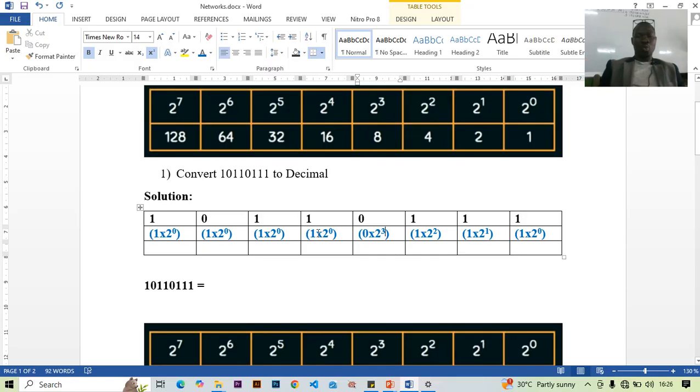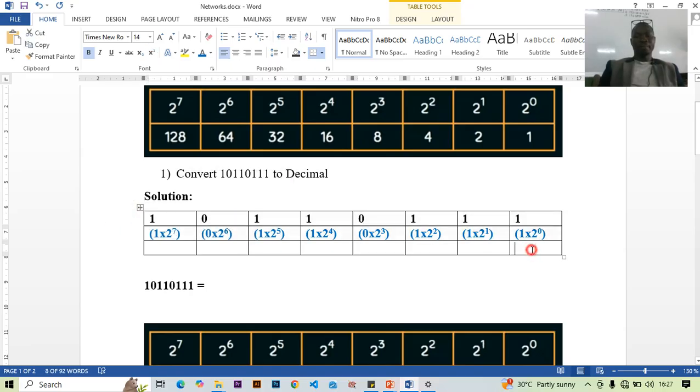Now this one is 1 times 2, but this will be to the power 4. And then this will be 1 times 2 to the power 5. Here we have a 0, so this will be 0 times 2 to the power 6. Finally we're going to have this as 1 times 2 to the power 7. So we have expanded the meaning of this in this manner.